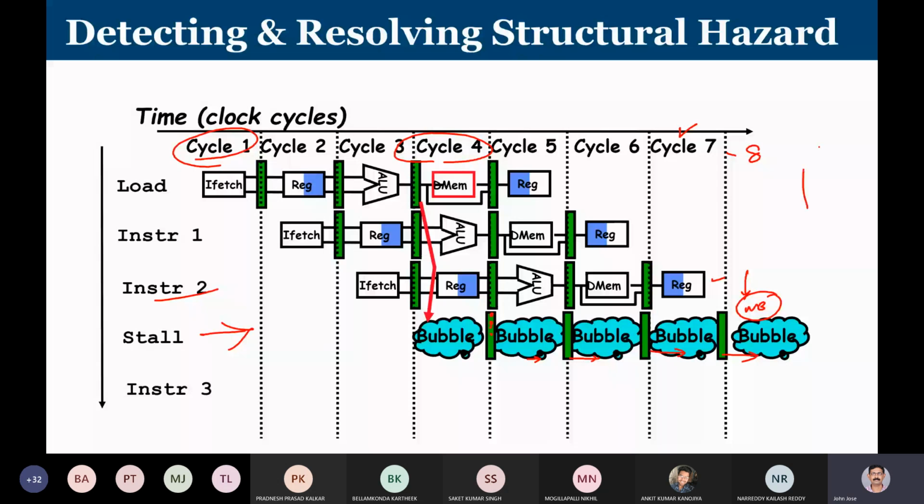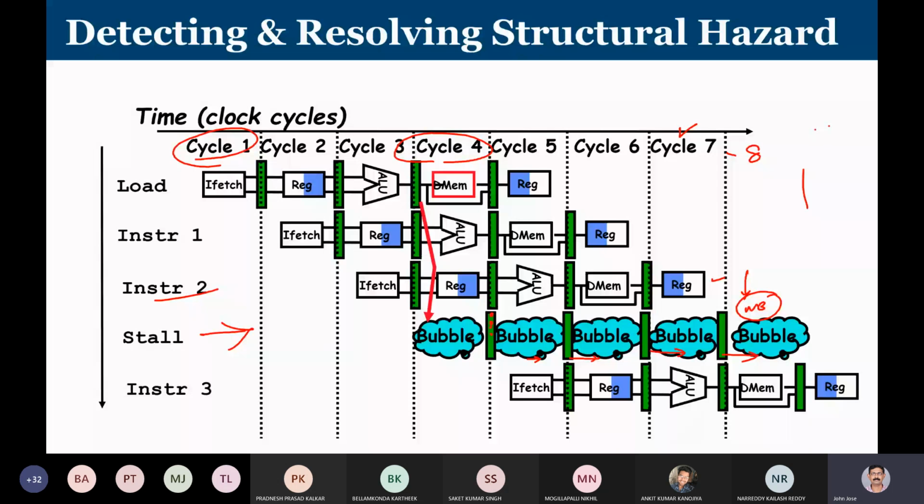So that is the mechanism by which you introduce a stall. Stalling or adding a bubble is nothing but creating a no operation. That means for that particular cycle, my IF will not do anything, and in the very next cycle, ID will not do any operation. So incurring a forced delay is known as bubbling or stalling the instruction.